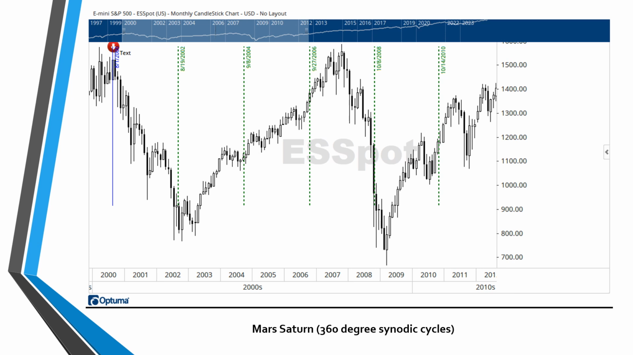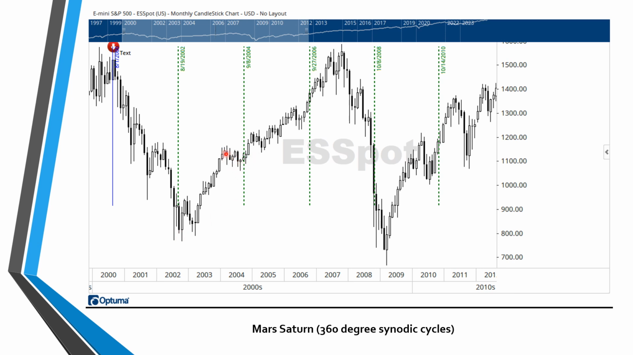So if you started from a Mars-Saturn conjunction, what I've got on this chart then is intervals that show when Mars was once again at conjunction with Saturn, and that is what we call a complete synodic cycle. So starting from the tech bubble highs in 2000, we can see that our first synodic cycle of Mars, one time around the zodiac wheel to come back and align with Saturn, came right at the 2002 market lows.